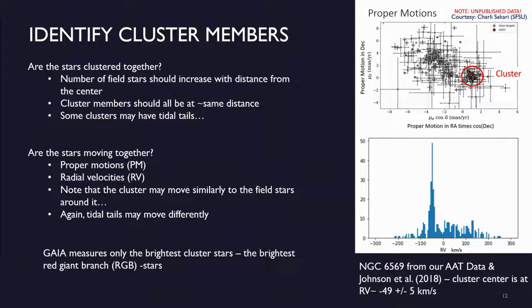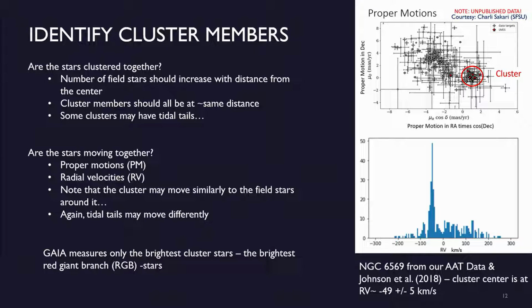And there are some important questions to ask for this, which is, are the stars clustered together and are they moving together? And that's how we know it'll be a cluster, if they're all together and moving together. So the cluster stars should be about the same distance from us, and the number of field stars should increase as we get further away from the center of the cluster. And some clusters may have tidal tails, which is what we are trying to identify.